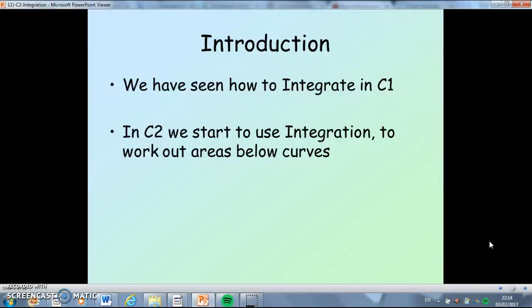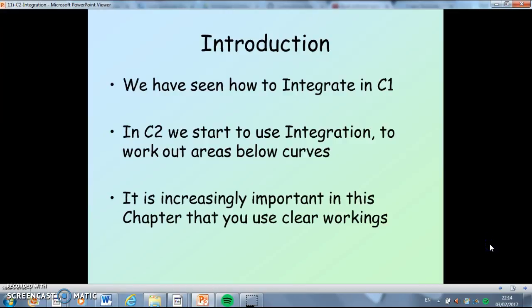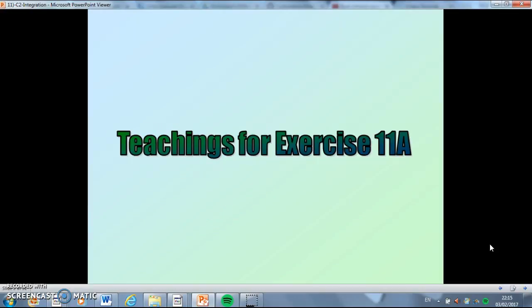Hi there. Today we're going to be talking about integration. This is a Core 2 Chapter 12 Edexcel chapter. So you should have done integration in Core 1, and we're going to be using integration to find out the area below curves and in between a curve and the x-axis.